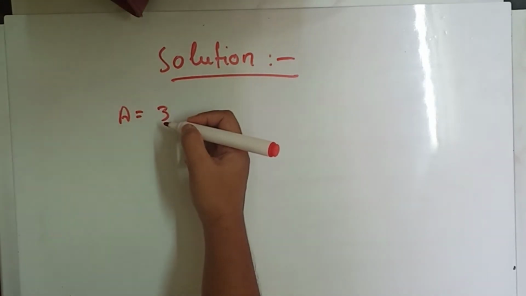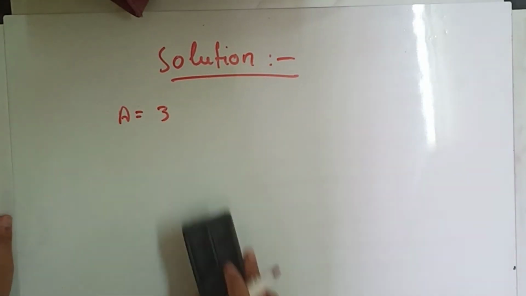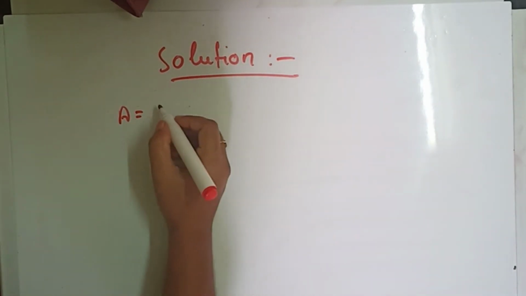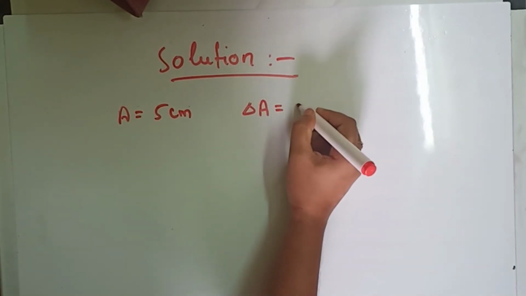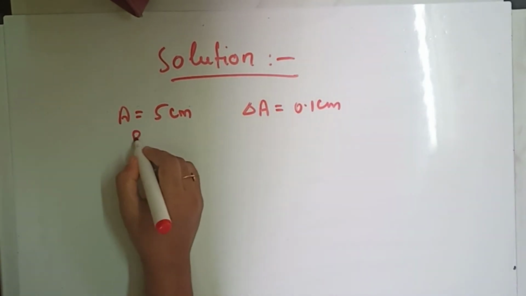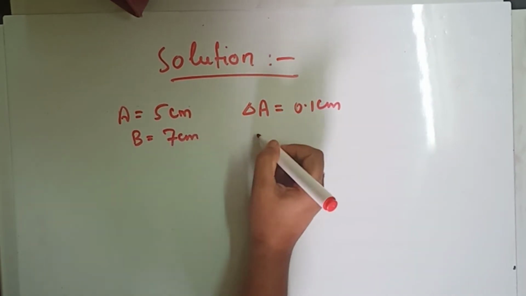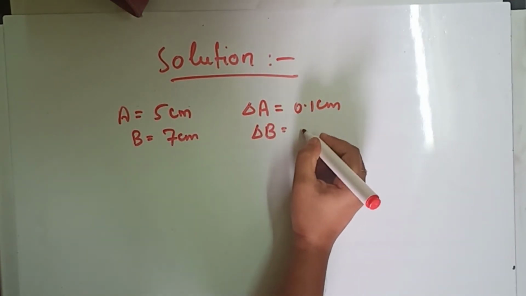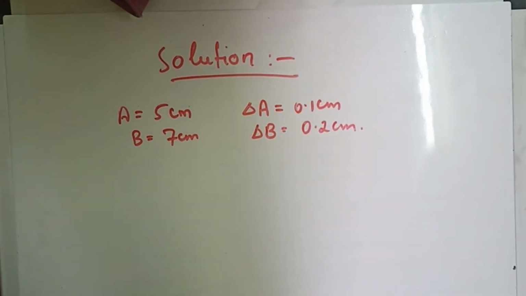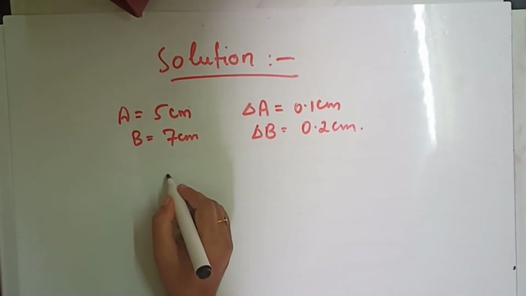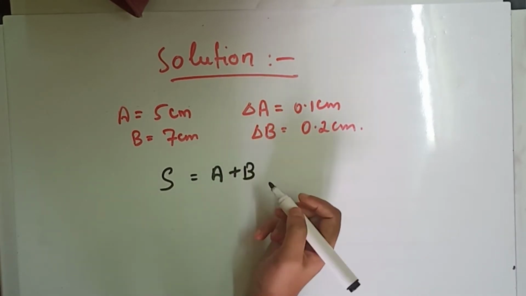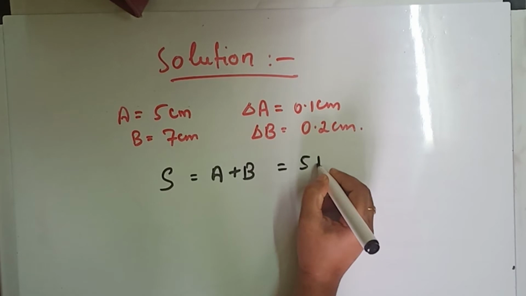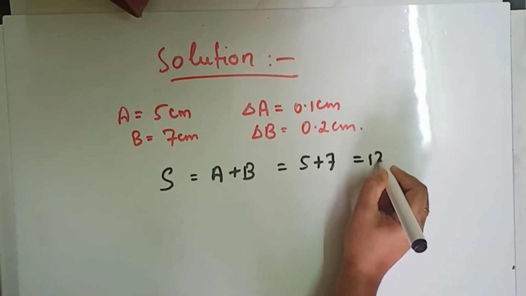Now let's look at the solution. The first length A is given as 5 centimeter, and its error is given as 0.1 centimeter. Similarly, the second length B is given as 7 centimeter, and its corresponding absolute error, I'm not putting the mod sign but it is understood, is 0.2 centimeter. So the first question here is, what will happen to A plus B, or their sum? I'll write it as S. S stands for the total length. S equal to A plus B, which is 5 plus 7, which is equal to 12 centimeters.